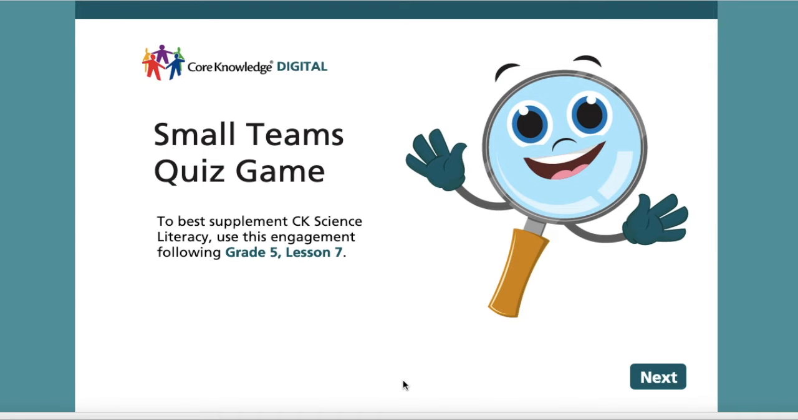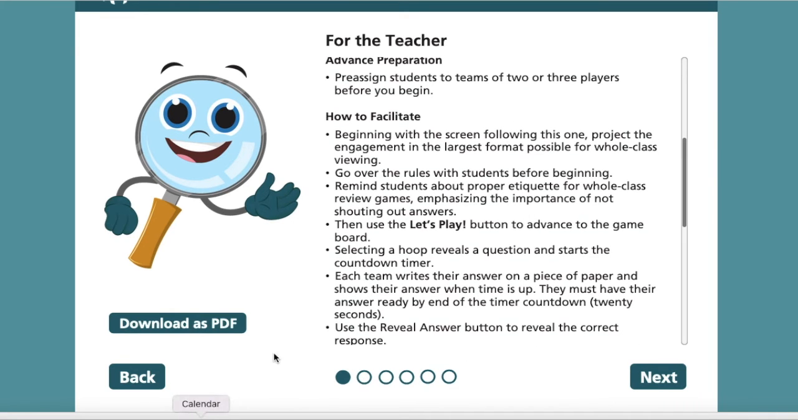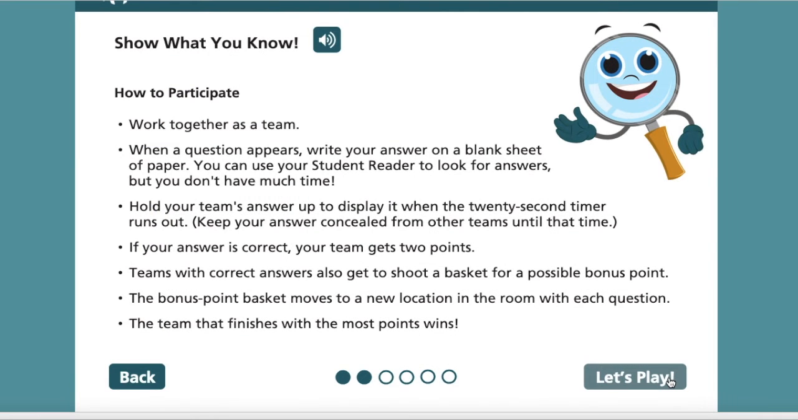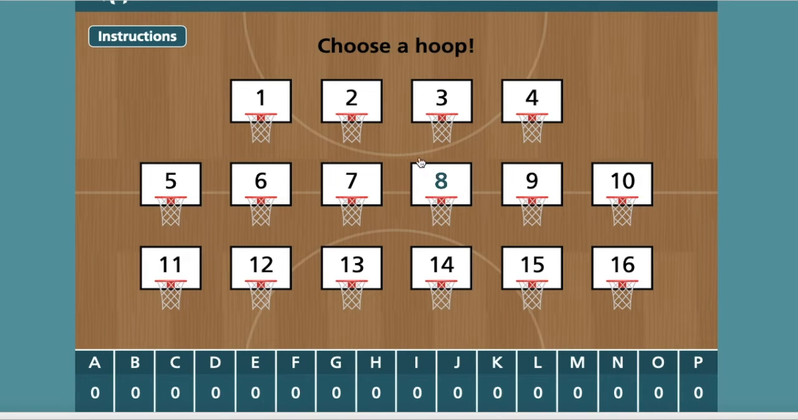So this is a quiz game, just like how you would think it would be, that they're answering questions online, but it's in an interactive format, which I think is more engaging, and it does give you an overview as well as on the bottom of the page too, how to facilitate it. But they're just given questions about the unit, and it will give them rules and stuff how to play. But it's a nice review option for the unit. So you choose a hoop.